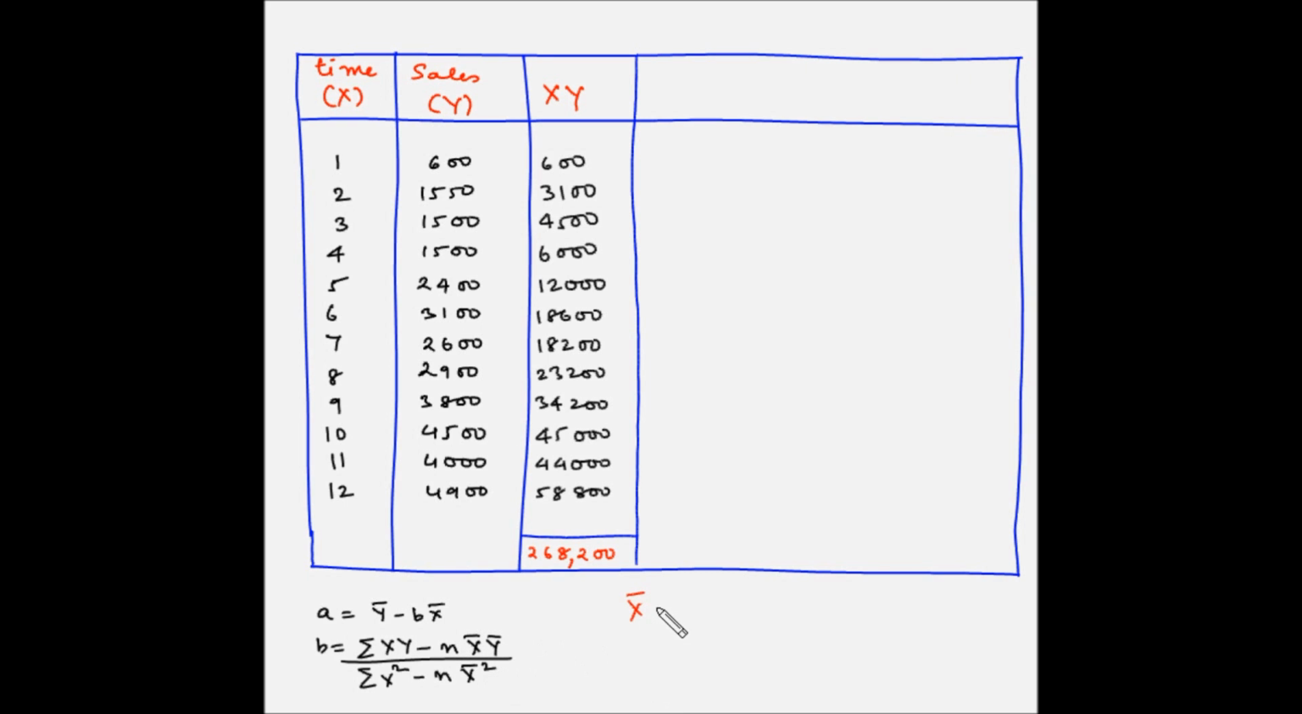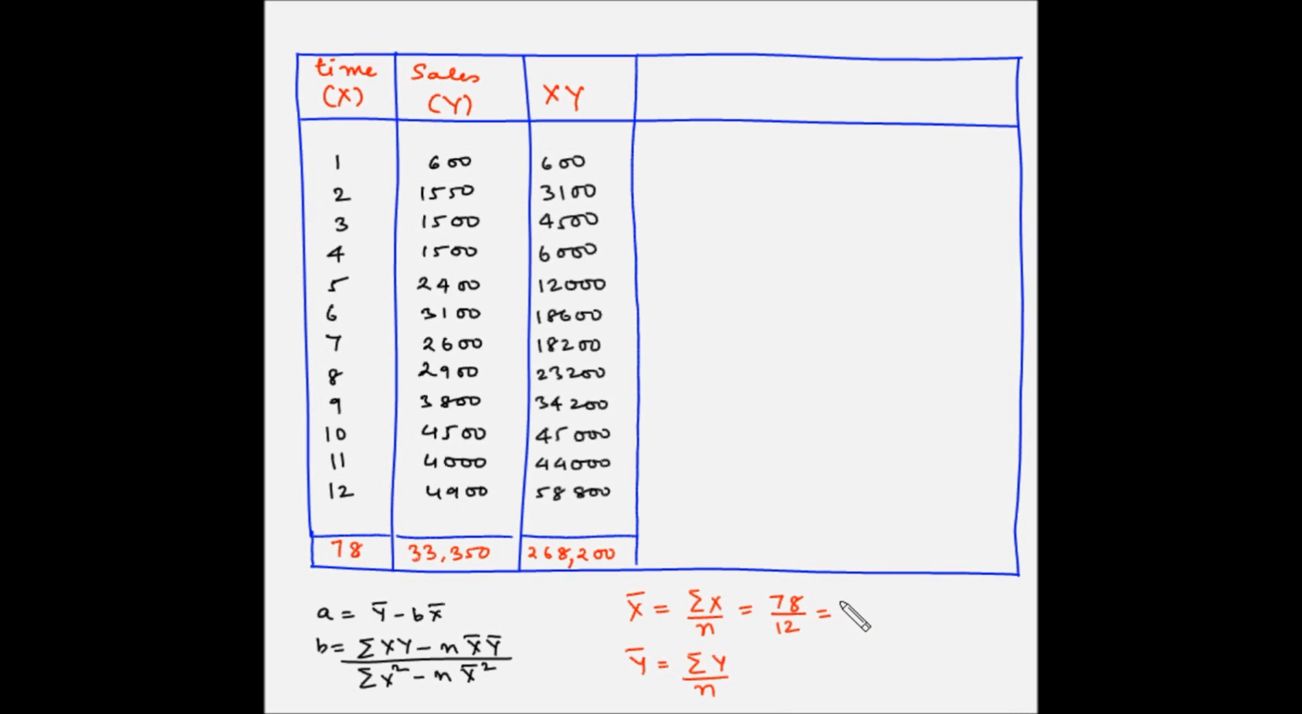Now x bar is nothing but the average of all the values of x, and the average will be the sum of the values of x divided by n, which is the number of values. And y bar is similarly the sum of all values of y divided by n. So let me find out the sum of all the x's and the y's. So the sum of all x's is 78. So this becomes 78 divided by n, which is 12.